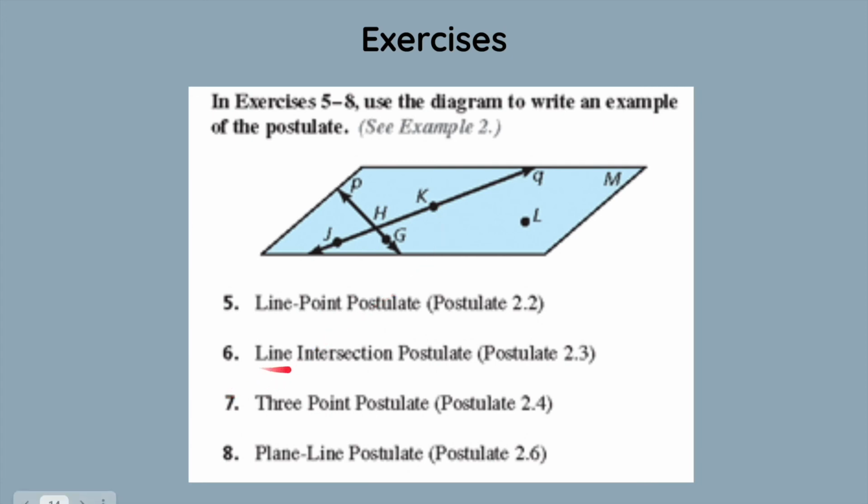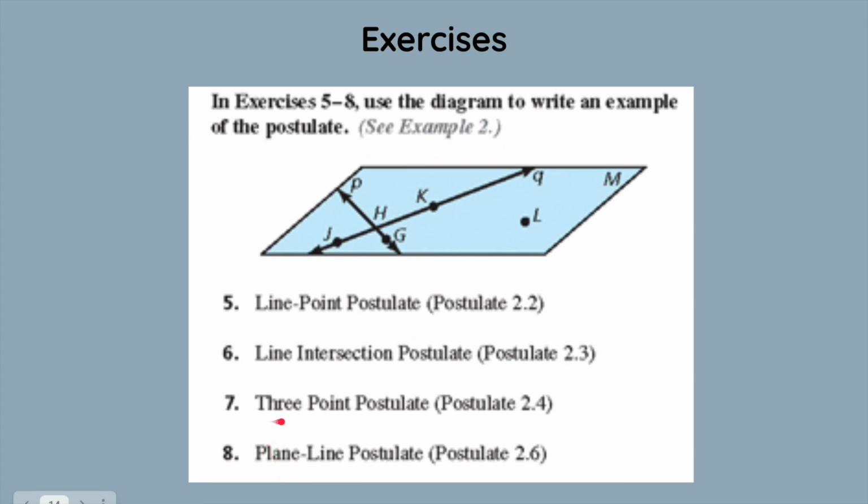Number 6, line intersection postulate, which is if two lines intersect, then their intersection is exactly 1 point. So in this case, if we take a look at line P and line Q, they intersect at only 1 point, and that is point H.